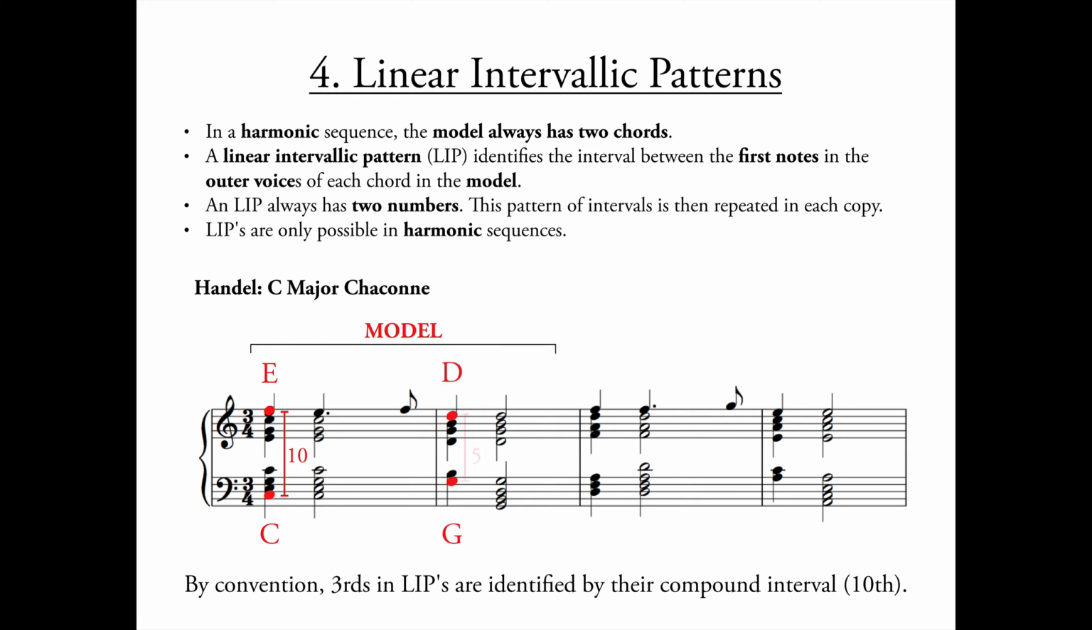Next, we look at the second harmony in the model, which is D to G, or a fifth. Therefore, this sequence has an LIP of 10-5, and we can check whether this LIP is applied consistently in the copy, and we see that, of course, it is.